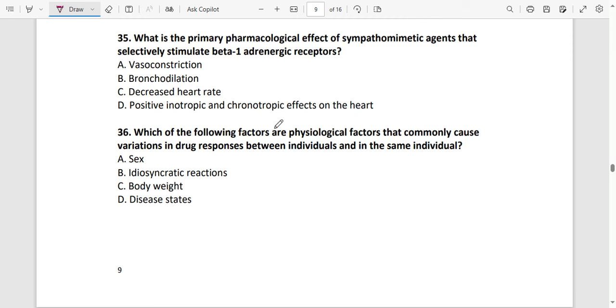What is the primary pharmacological effect of sympathomimetic agents that selectively stimulate beta 1? Please, this is beta 1. Vasoconstriction, bronchodilation, decreased heart rate, positive inotropic and chronotropic effects on the heart. Anyone that can help us?